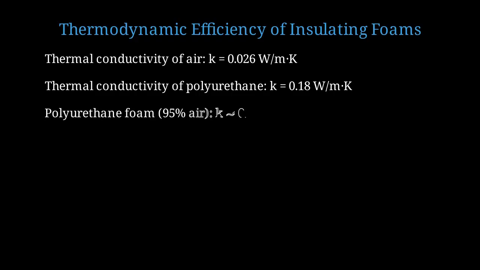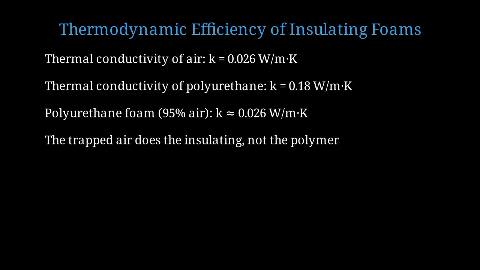But polyurethane foam, which is 95% air by volume, has thermal conductivity close to that of air, around 0.026 watts per meter Kelvin. That's nearly 7 times better insulation than solid polyurethane. This demonstrates that the trapped air is doing most of the insulating work. The solid polymer just provides structure to prevent air circulation.